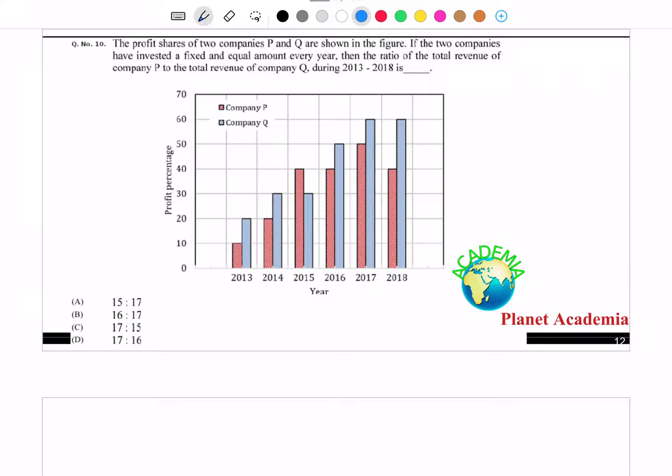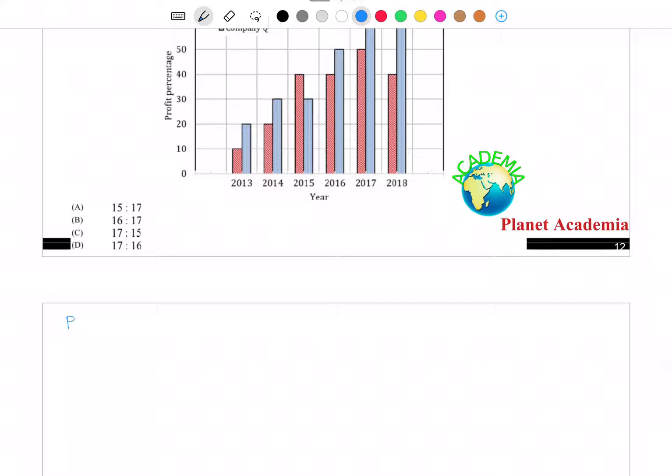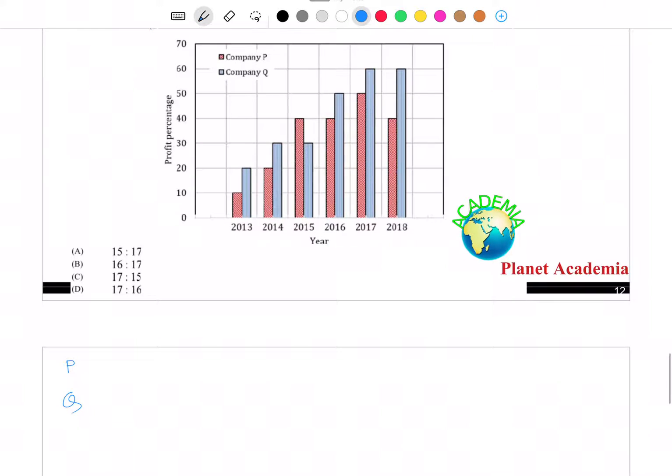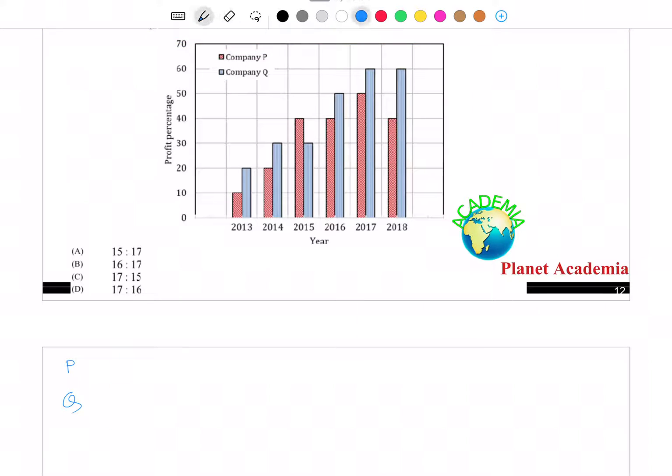Here they have given a bar plot, and the question is the ratio of the total revenue of company P to company Q. The first thing we can do is jot down the profit percentages. Let this be P, this be Q, and let this axis be all the years we are taking into account, 2013, 2014 and so on. So let's write it down. First is 10%, this is 20%.